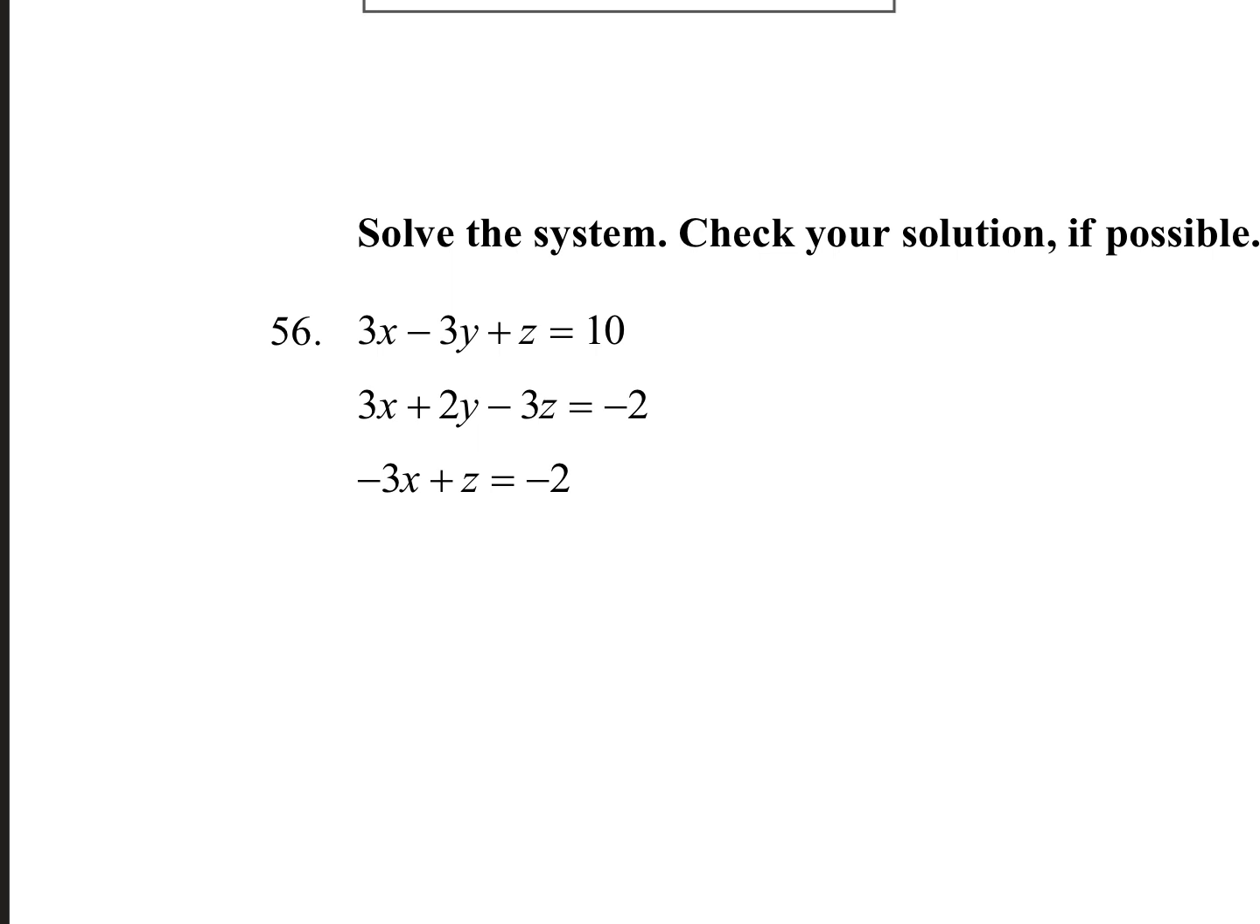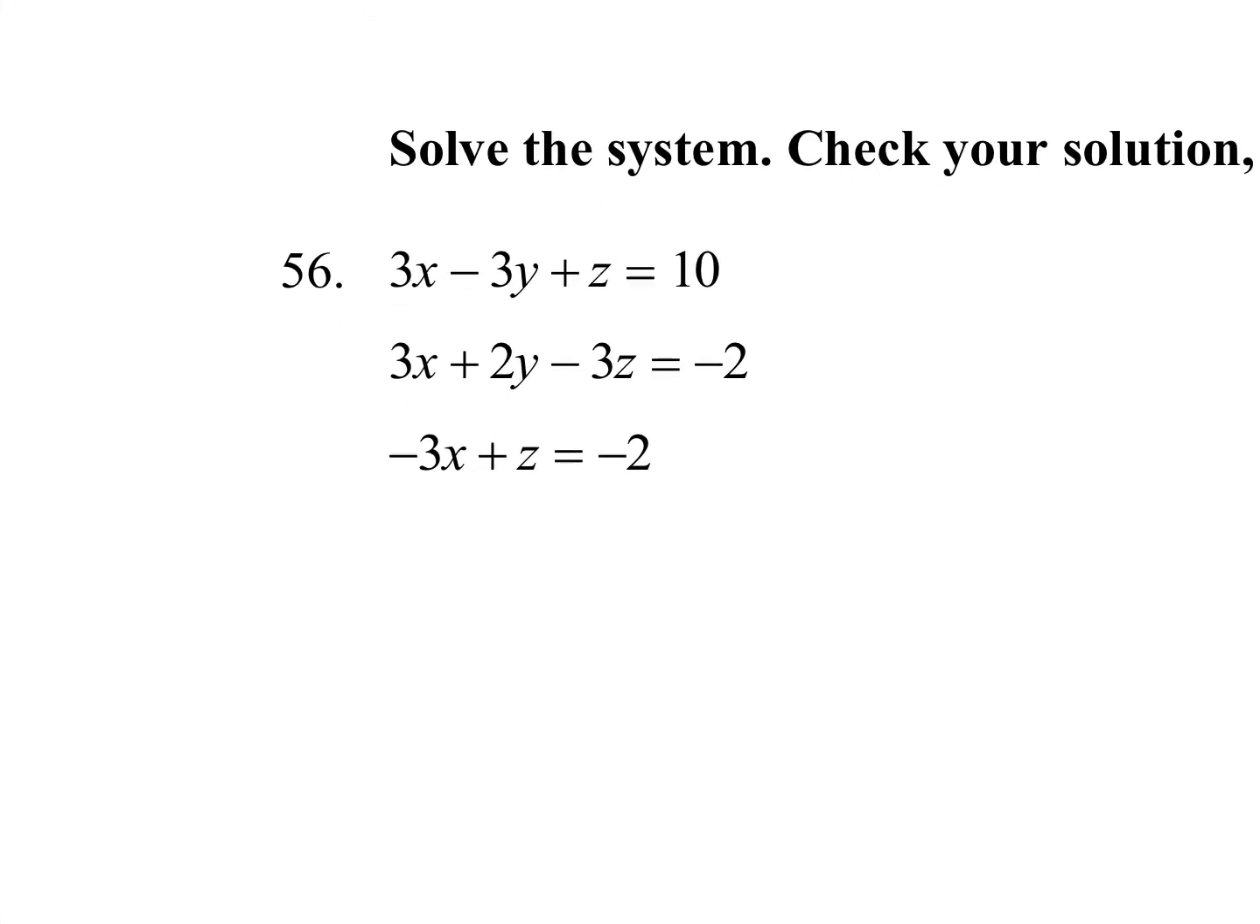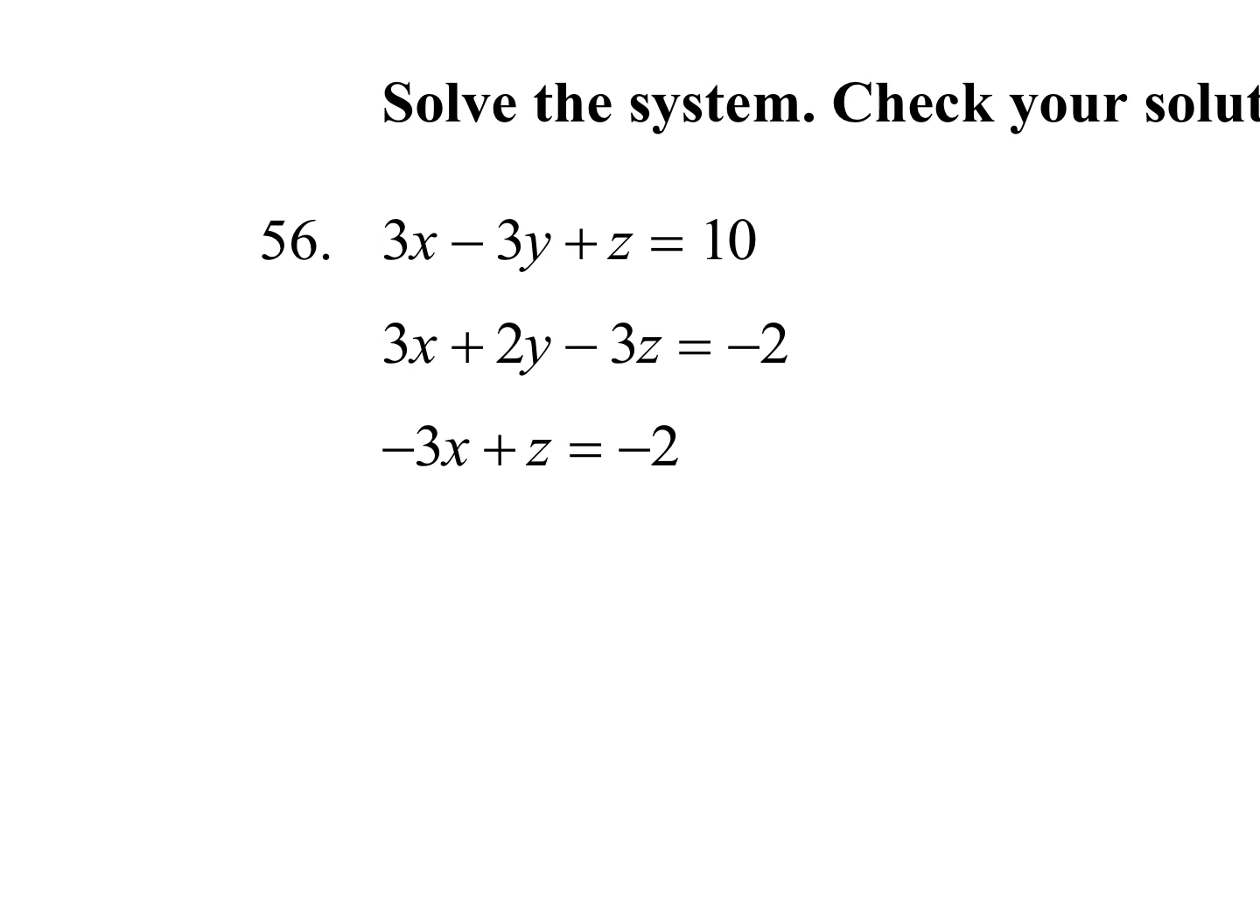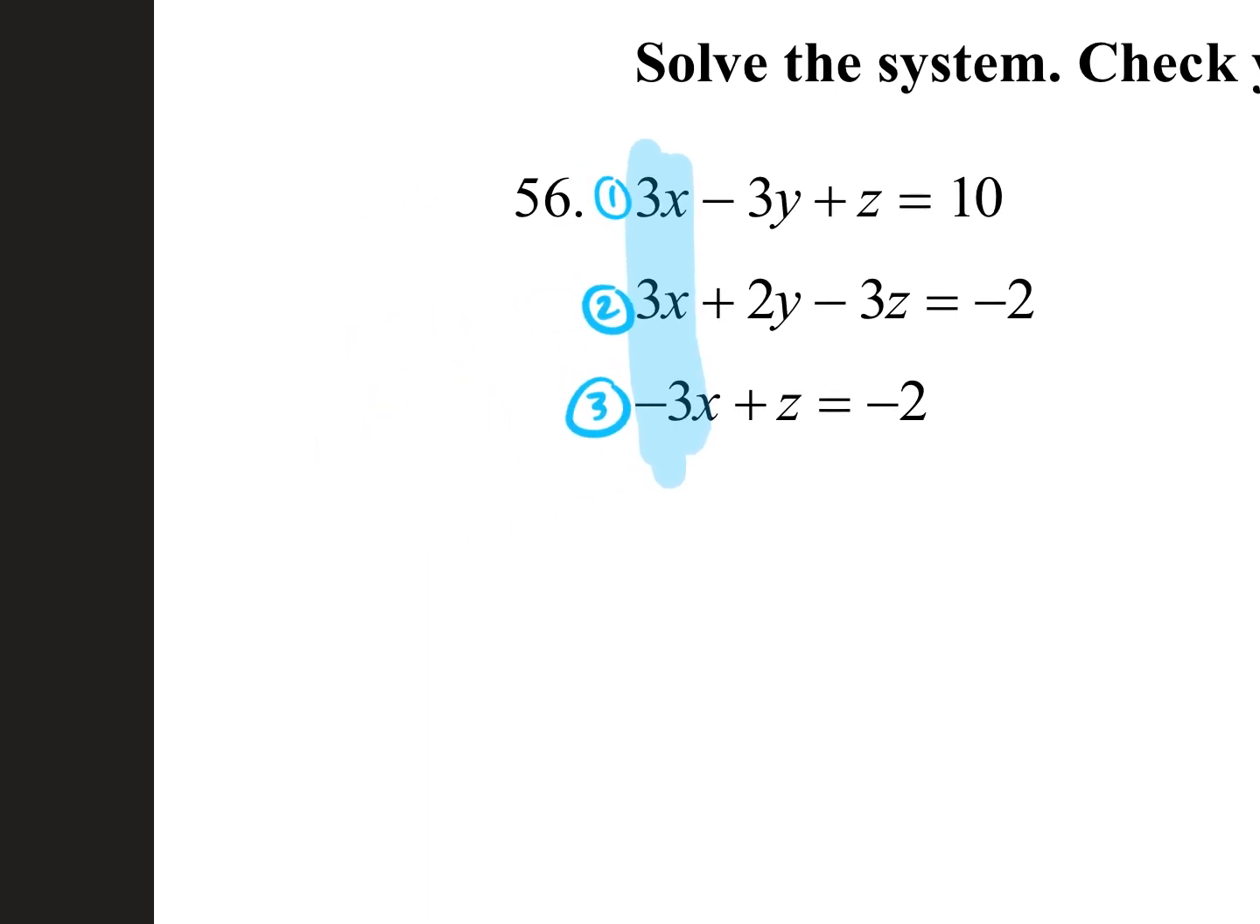So 56, we have a system of equations, 3 equations, 3 variables. When we solve these, we always want to pick one variable first to cancel out. It would help to pick one that has the same coefficient already. So I think the best one to use here would be the x's. And then we just want to pick 2 equations at a time. Which 2 do you want to pick first? The first and the last? Okay, we can do 2 and 3.